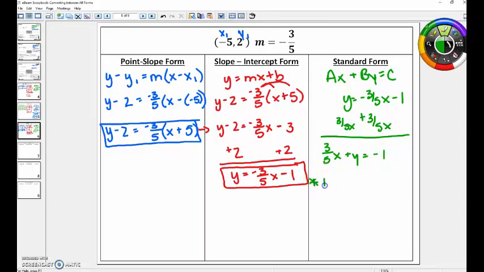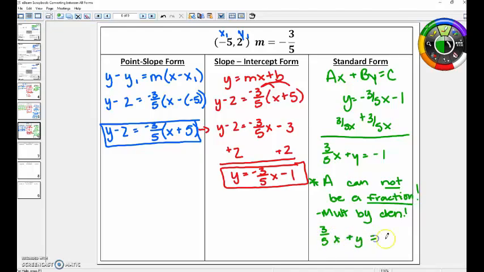A cannot be a fraction. If it cannot be a fraction, that automatically tells you that it cannot be a decimal as well. But typically you would see it in fraction form and you have to convert that. To get rid of this, what you're going to do is multiply by the denominator. So 3/5 x plus y equals negative 1. And you have to multiply the entire thing by the denominator.